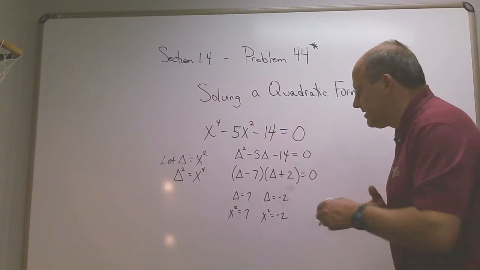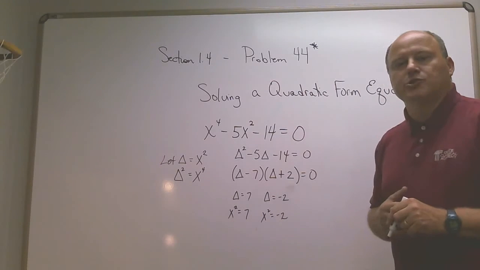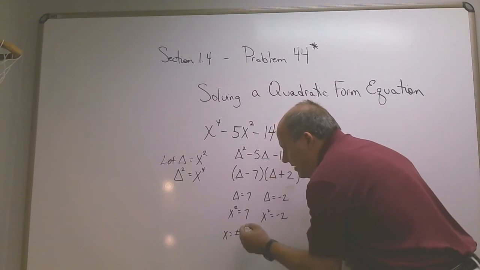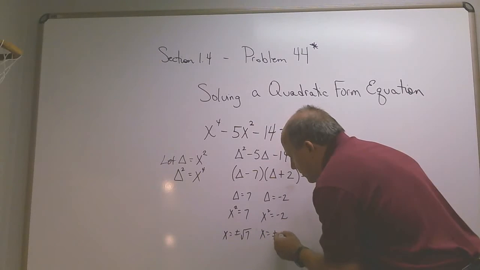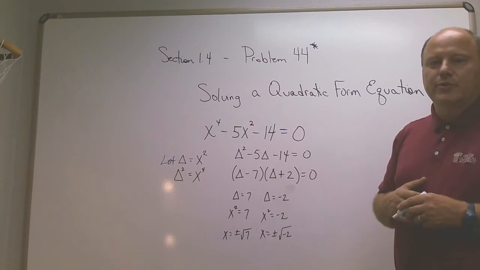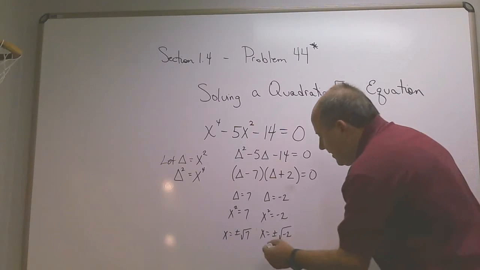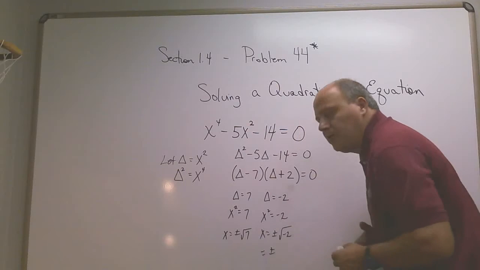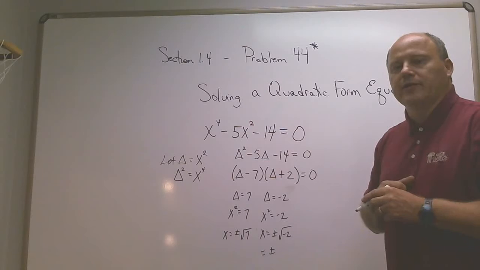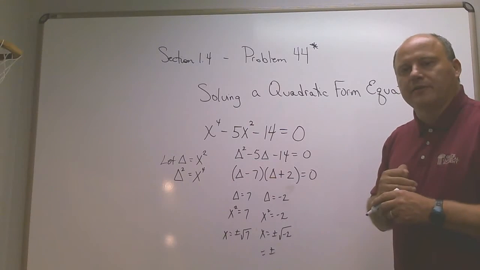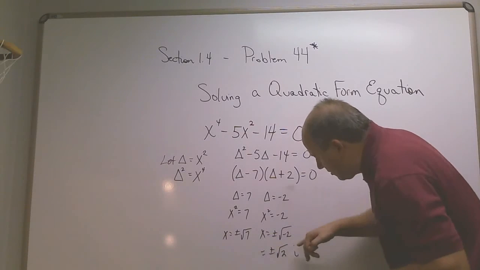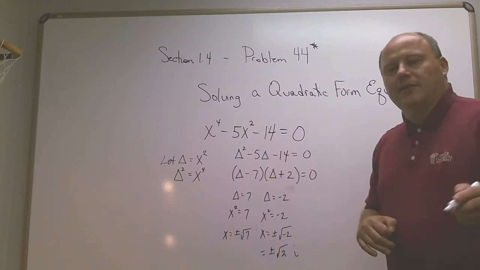Now isolate the x's, and we learned this back in 1.2, something called the square root property. So x equals plus or minus the square root of 7, and x equals plus or minus the square root of negative 2. The negative 2 is inside the radical, so we need to get rid of that negative by taking an i. That's plus or minus the square root of 2 times the square root of negative 1. The square root of negative 1, if you remember, is called the i, the imaginary unit. So it's the square root of 2 times the i.